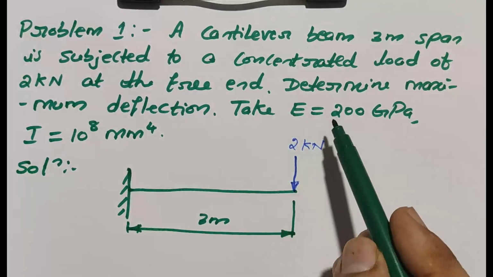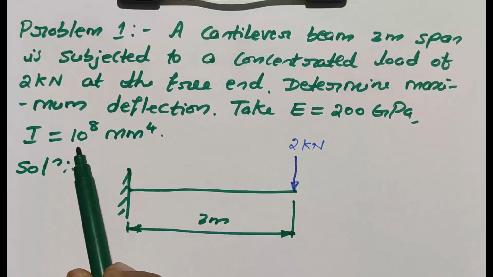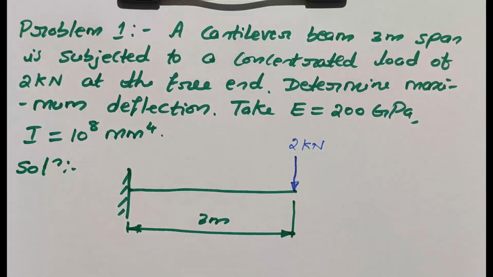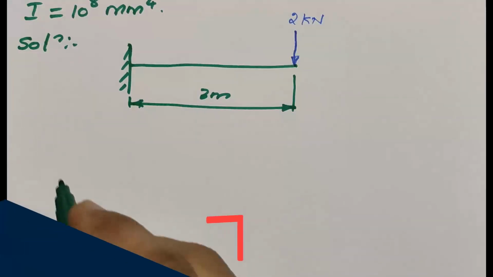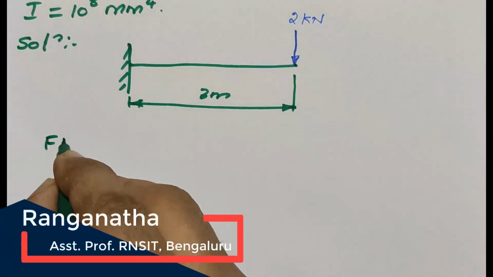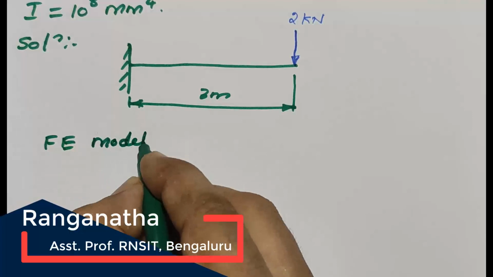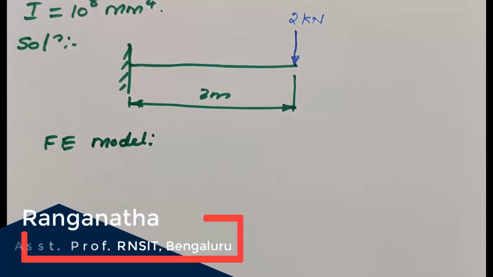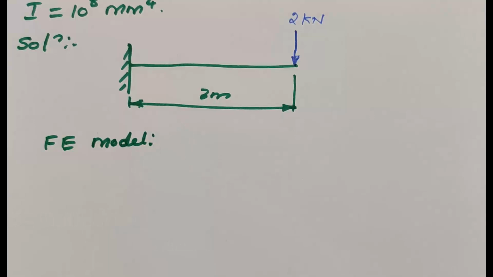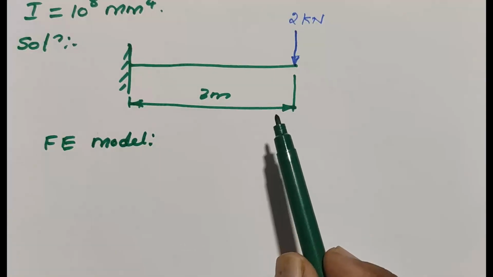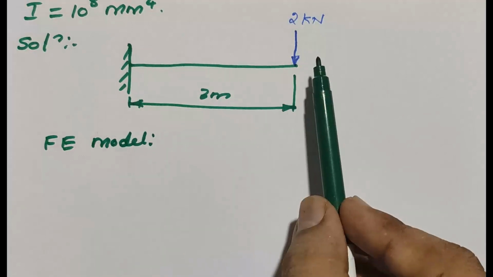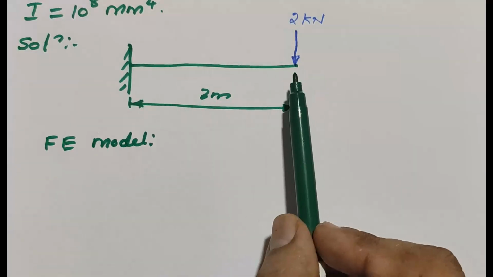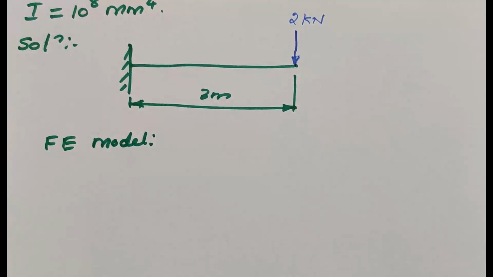This is the problem. Young's modulus of the beam is given and also the moment of inertia is given. We have to find out the maximum deflection. We know that the maximum deflection for a cantilever beam will be at its free end. That you have to find out. The first step is the FE model, finite element model. Here we can use one element to build the finite element model because we have the boundary condition only at the two ends. We don't have any intermediate loads, so we can use only one element for the FE model.